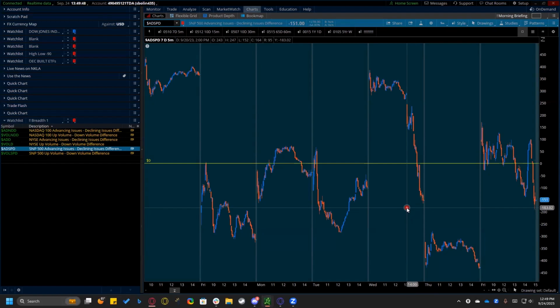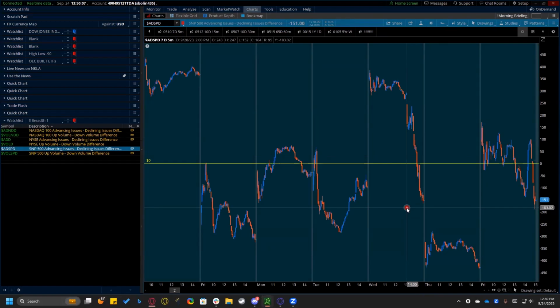Between those two, you've got a really good idea of how many companies are moving to the upside versus how many are moving to the downside. And then the scope of that volume. How much net buying do you have versus net selling? And that's a fantastic way to get an idea of what's going on. So this is how you would set up your charts.